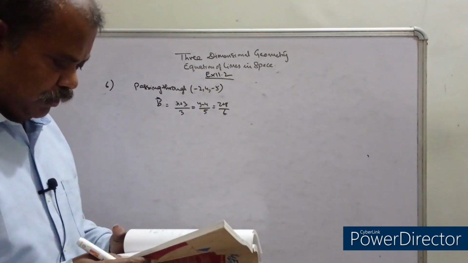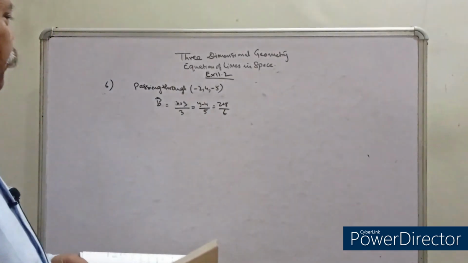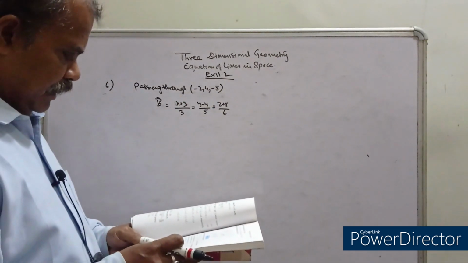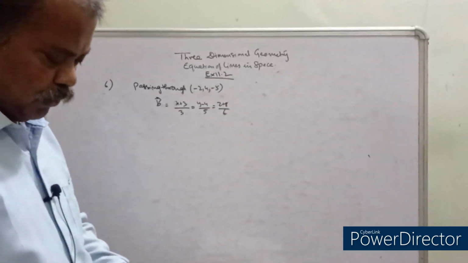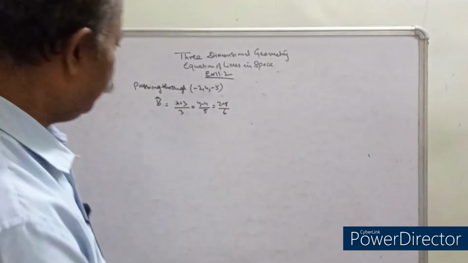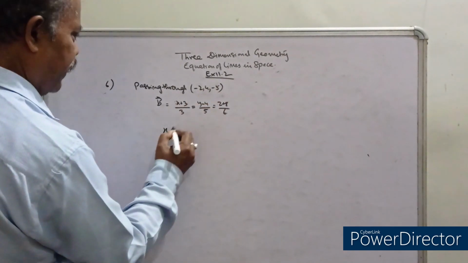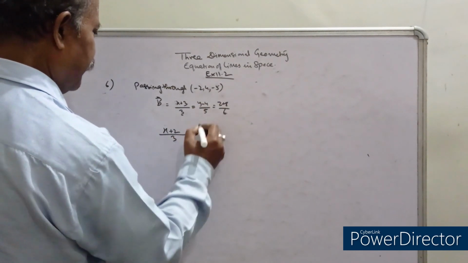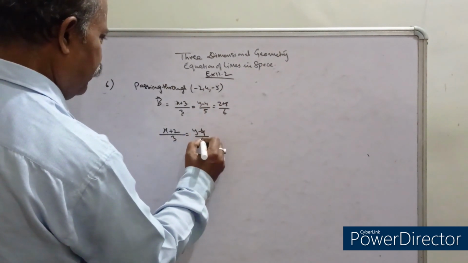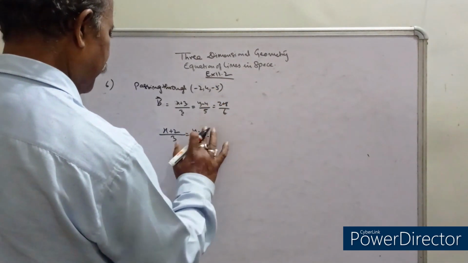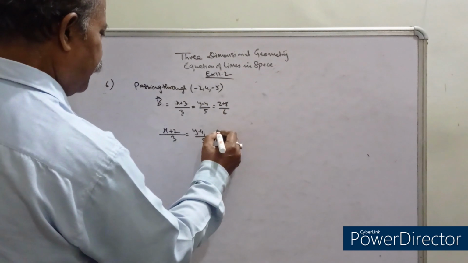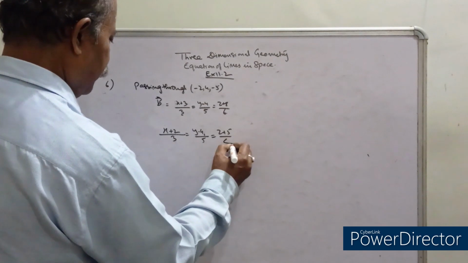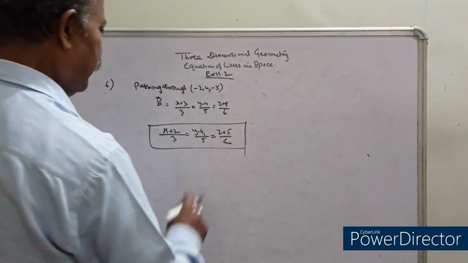Find the Cartesian equation of the line which passes through the point (-2, 4, -5), and it is parallel to this given vector. So you have to write the Cartesian equation, and directly you can write it here. x minus minus means plus 2, and this is a, 3; y minus 4, and this is your b, 5; and z plus 5 by this is your c, 6. So this is your answer. You can directly write the answer.